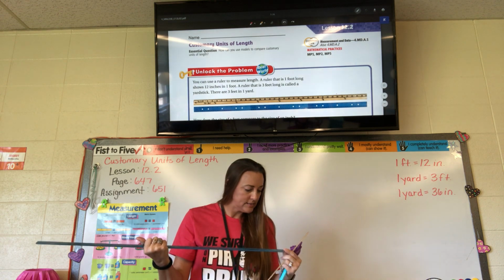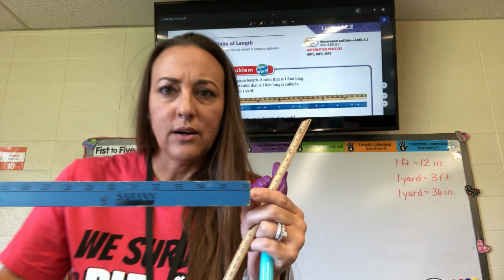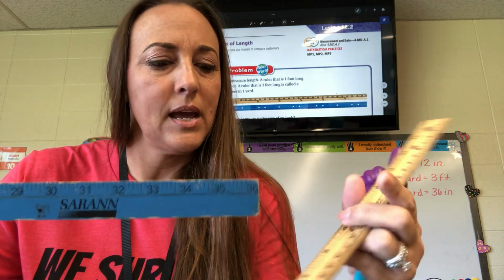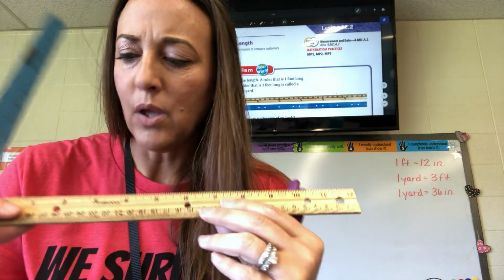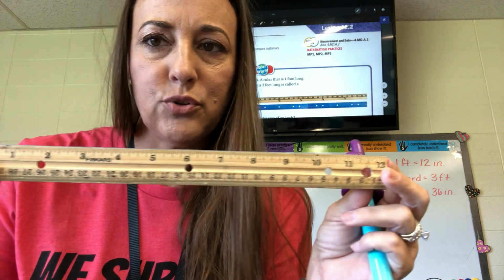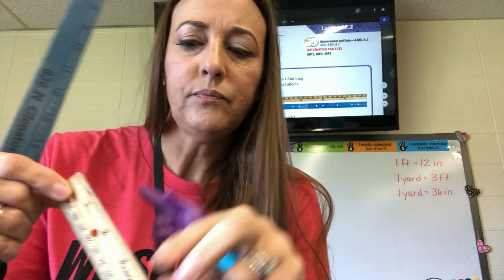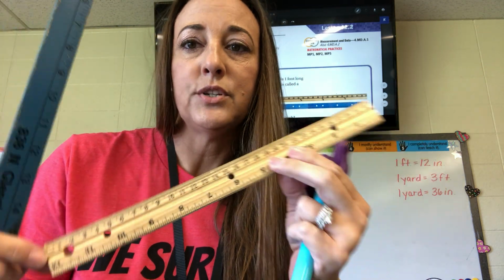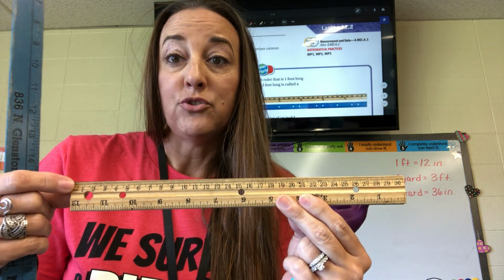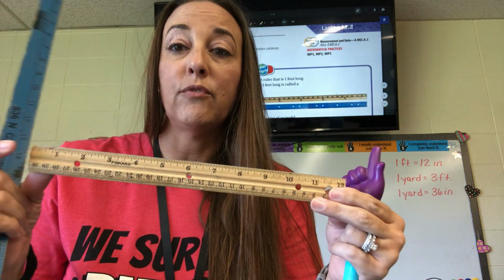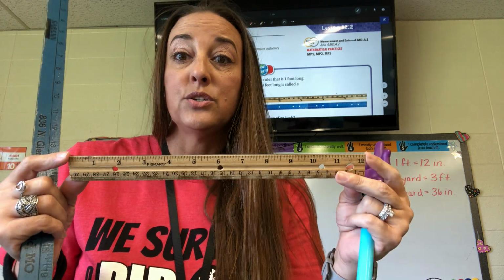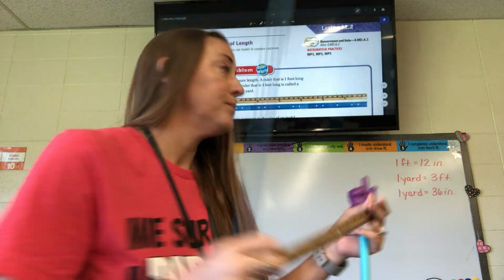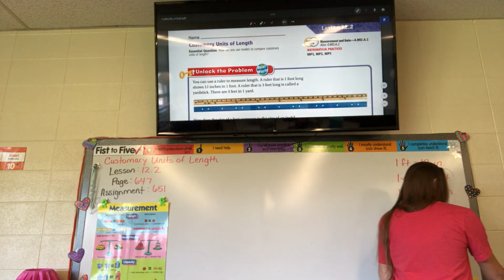So if you guys can see right here, the yardstick ends at 36 inches, okay? And then the ruler, on one side of the ruler, it measures 12 inches. On the other side, it measures millimeters and centimeters. Millimeters and centimeters are the metric units of measurement, but we are focusing on customary today. So that's going to be the 1 inch, 1 foot, 1 yard. Okay, here we go.